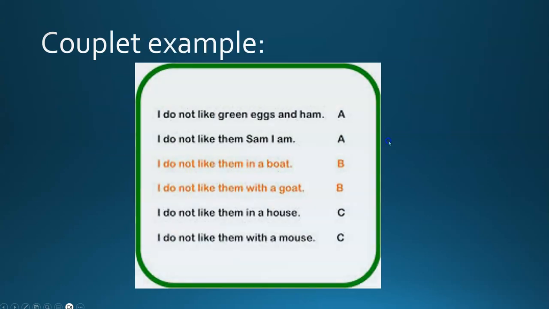Here's an example from good old Dr. Seuss, Green Eggs and Ham. I do not like green eggs and ham. I do not like them, Sam I am. So ham and Sam rhyme. That is a couplet.